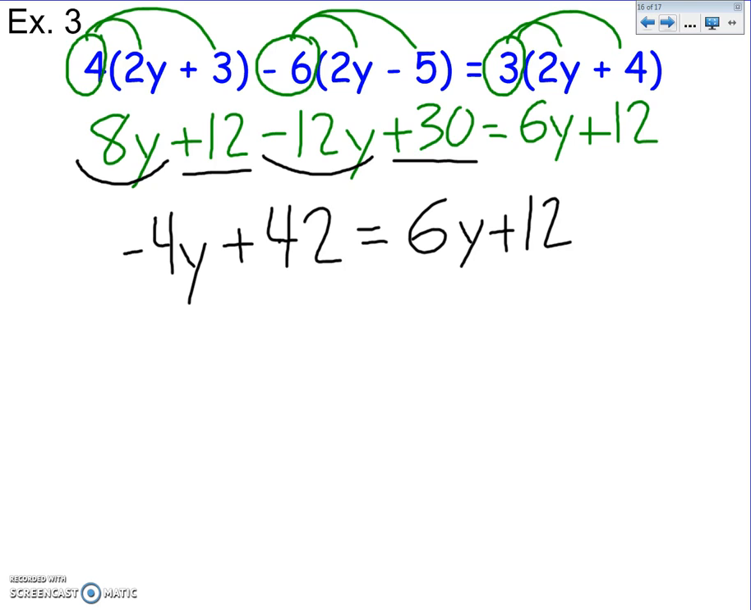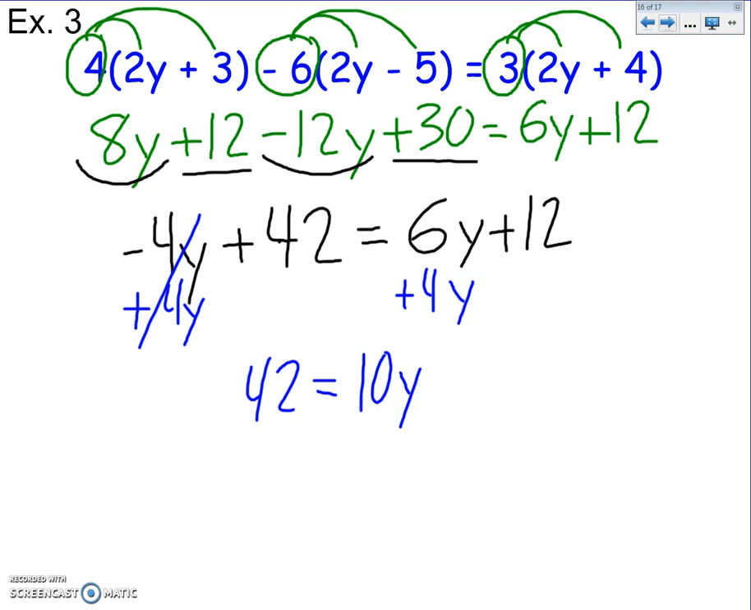It's your choice which one you move. Most teachers will say move the smaller number. In this case, negative 4y is smaller than positive 6y. So to move it, I do the opposite operation. Add 4y to both sides. This cancels out. So there's no more y's on the left. Notice y is only on one side now. It's 10y plus 12. Now I go to step 4.